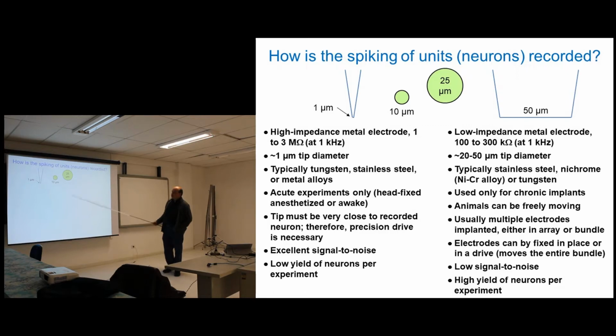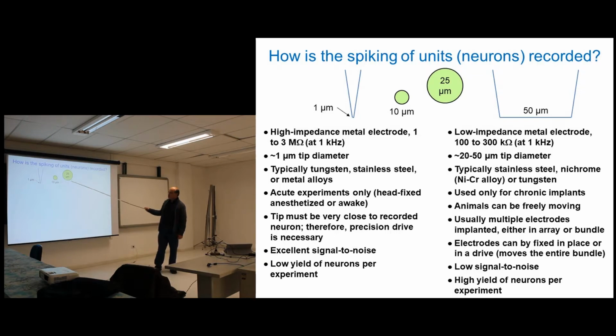Sometimes they're glass electrodes. They're filled with a high concentration of salt solution. But typically it's metal electrodes with a tip diameter of about 1 micron. Okay? So I've drawn this to scale here. This is 1 micron. The diameter of this circle is 10 microns, and this one is 25 microns.